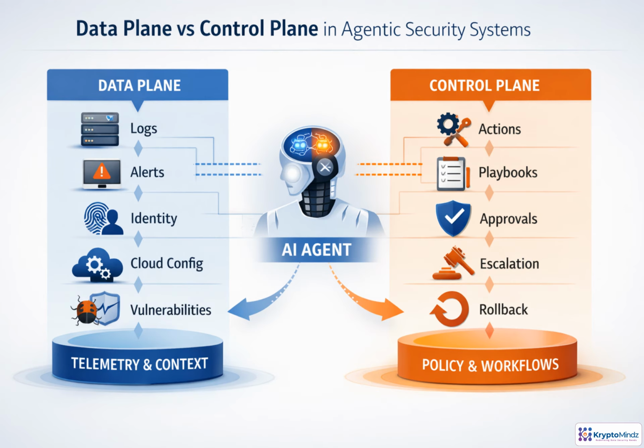A useful design principle is to separate what the agent can know from what it can do. The data plane is evidence: logs, alerts, identity signals, cloud state, and vulnerabilities. The control plane is authority: actions, playbooks, approvals, escalation, and rollback. Agents may reason across both, but access should be gated. This separation limits blast radius, improves auditability, and makes failures easier to contain.